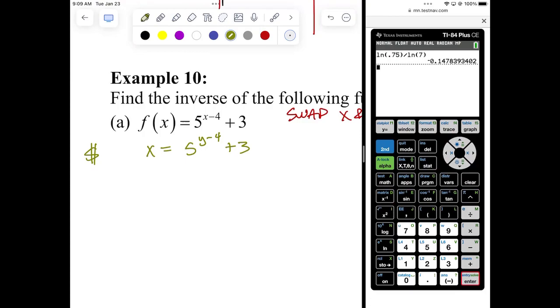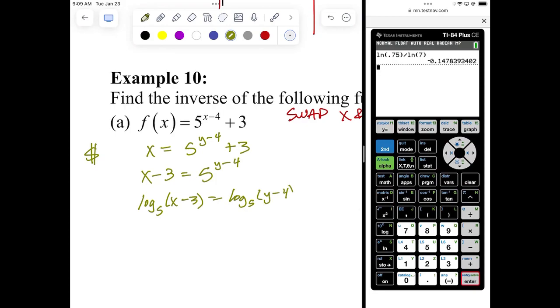All right, the first thing we would do is subtract the 3. It's almost like finding the x and y intercepts over there, except we're doing it with variables. So we have 5 to the y minus 4. And now how do we unlog it base 5? Or exponentiate it base 5? Yeah, let's go ahead and log it base 5. So I get log base 5 of x minus 3 equals log base 5 of 5 to the y minus 4.